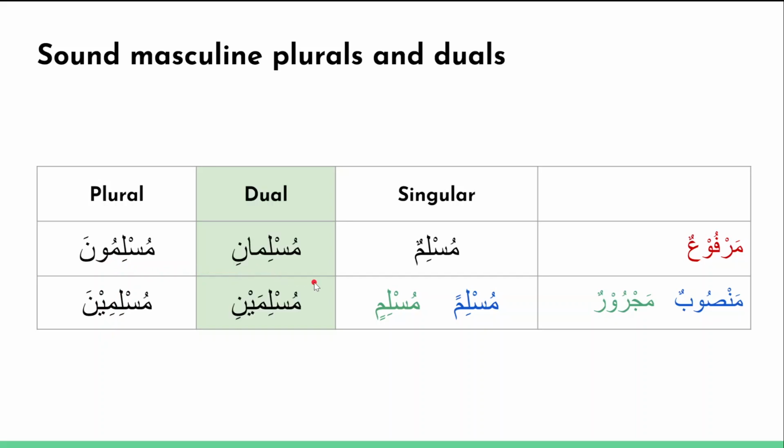Well, what about the dual? Now the dual in the marfu' case is musliman. Musliman. This ani sound is indicative of dual. We'll see this again later. And if it's in the mansub or majroor case, it's ain, muslimain. That's the suffix I add to the word. This is true for other words as well. Kafiran, two disbelievers. Kafirain, again, two disbelievers in the mansub or majroor case.